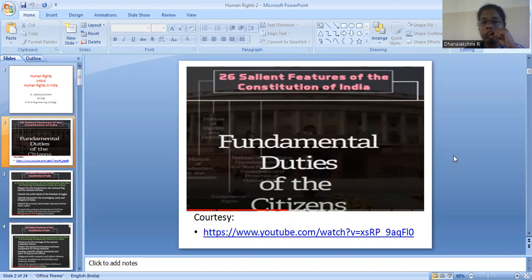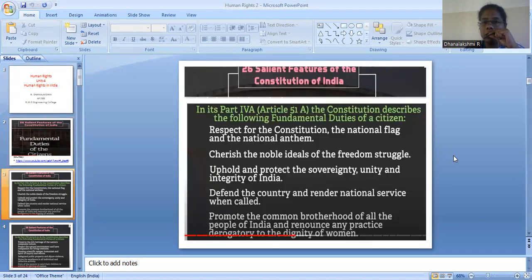So we will discuss some of the fundamental duties of the citizen of India. You can see that in Part 4A, Article 51A, the Constitution describes the following fundamental duties of a citizen: to respect our Constitution, the national flag and the national anthem; to cherish the noble ideals of the freedom struggle; to protect the sovereignty, unity, and integrity of India; and to defend our country and render national service whenever the country calls for it.